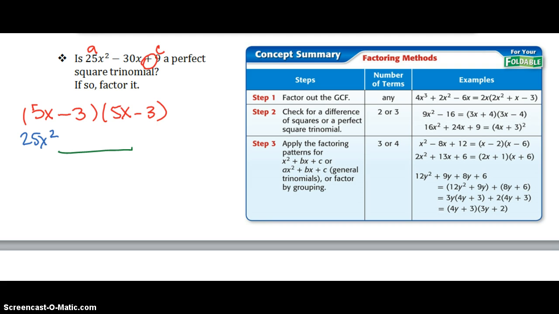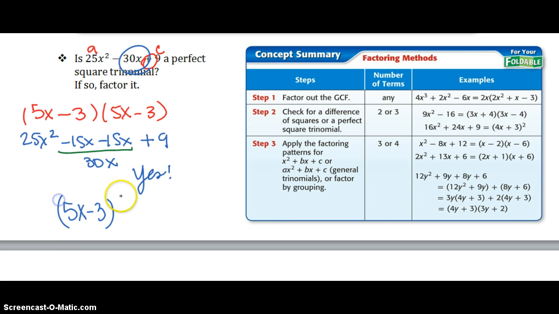Negative 15x, and then I know that should give me positive 9 because negative times negative is positive. Does this give me negative 30x in the middle? Yes, it does. So yes, it is a perfect square, and the right way to write that answer is 5x minus 3 squared. That would be your final answer.